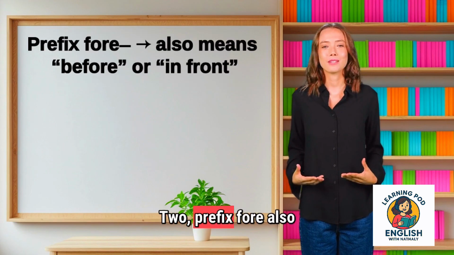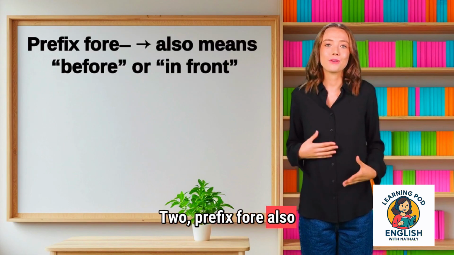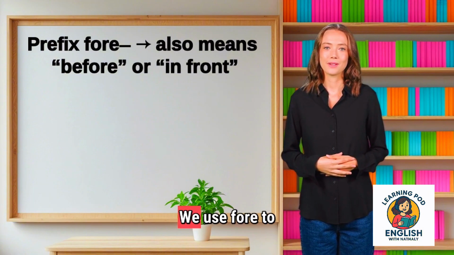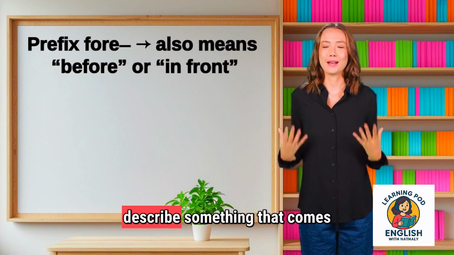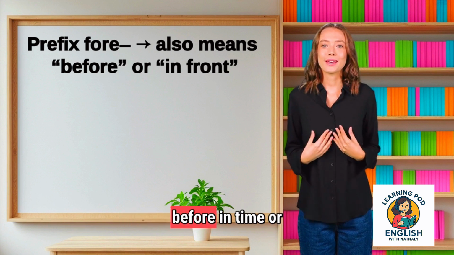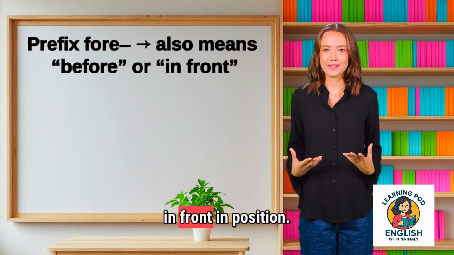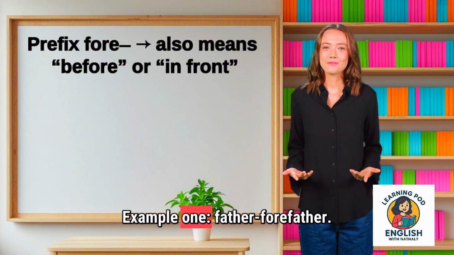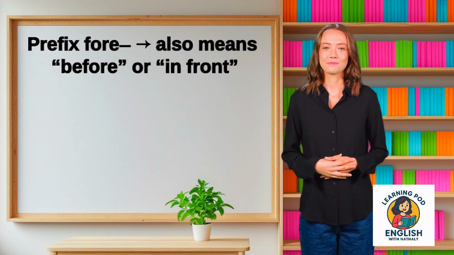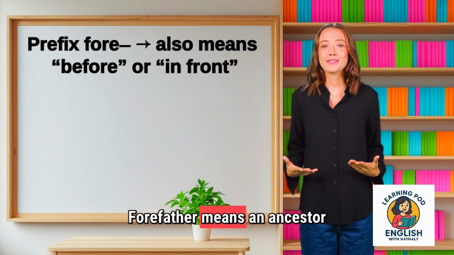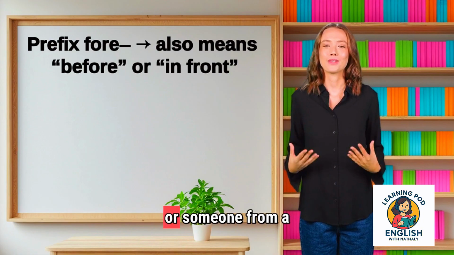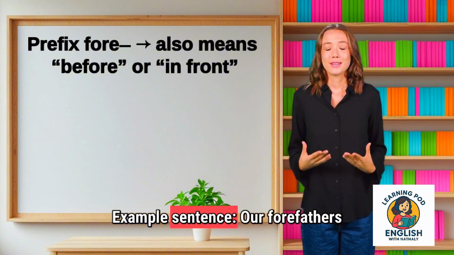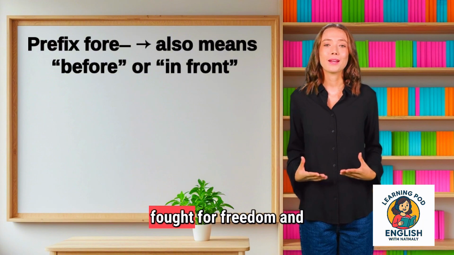2. Prefix for also means before or in front. We use for to describe something that comes before in time or in front in position. Example 1. Father, forefather. Forefather means an ancestor or someone from a past generation. Example sentence: Our forefathers fought for freedom and independence.